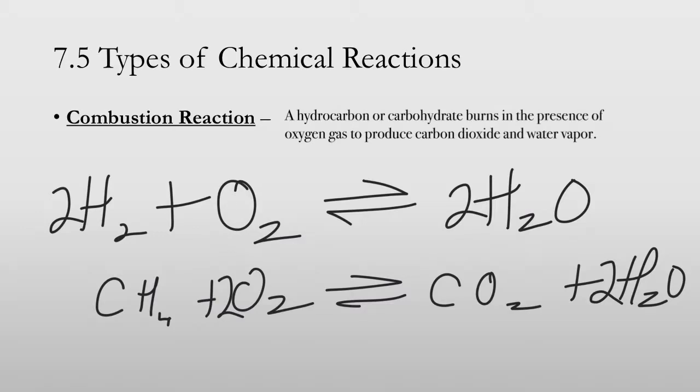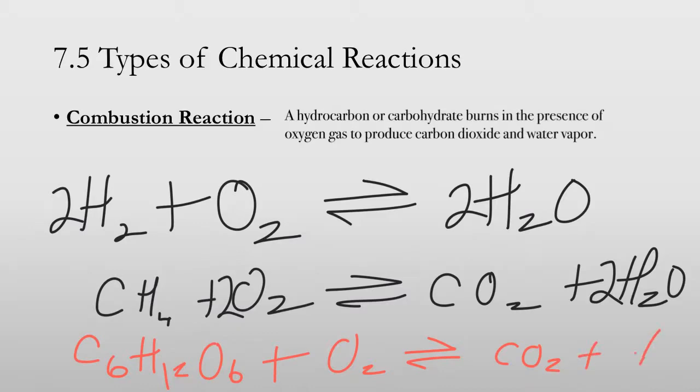You could also do a carbohydrate, so let's do glucose, C6H12O6 plus O2 to make CO2 and water. And the way I would start that is with the carbons. You've got 6 on the left, 1 on the right. Now you've got 6 on the right. Now you look at hydrogens. You've got 12 on the left, 2 on the right. You can put a 6 in front of there. So now you've got 12 hydrogens on each side. You've got 6 carbons on each side.